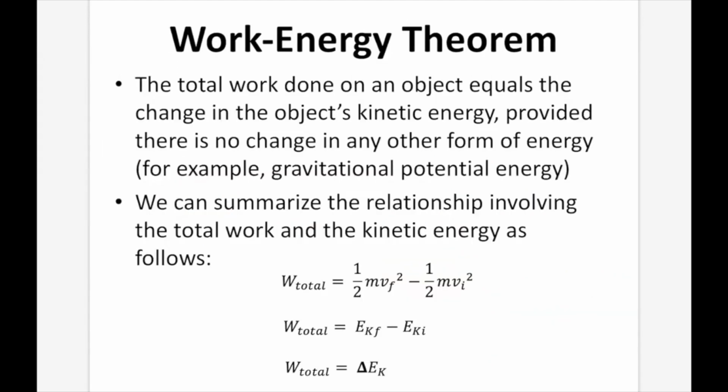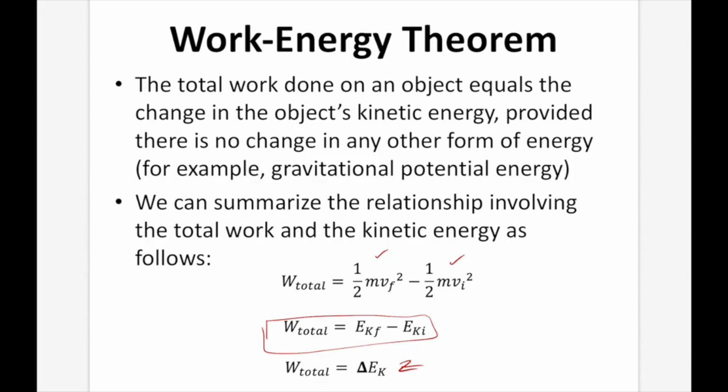Work energy theorem. The total work done on an object equals the change in the object's kinetic energy, provided there's no change in any other form of energy, for example, gravitational potential energy. We can summarize the relationship involving the total work and the kinetic energy as follows. Total work is going to equal EKF minus EKI. Now if we break each one down, EKF is 1/2 mvf squared, and EKI is 1/2 mvi squared. And in general, total work is going to equal the change in EK.